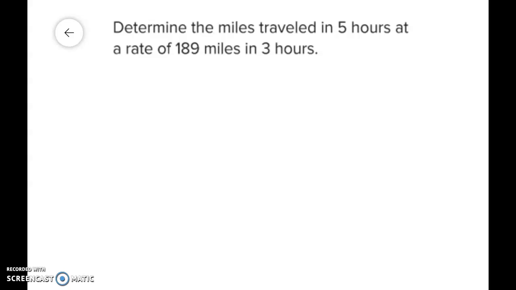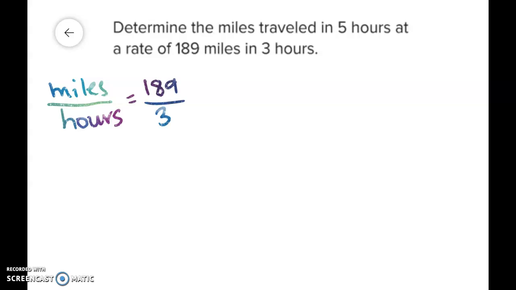The first thing we're going to do is identify what are we comparing. So miles, hours. And then the next step is, well, what information are they giving us? So they are giving us a rate of 189 miles in 3 hours. Next step is that they are asking us, how far would you go then in 5 hours?